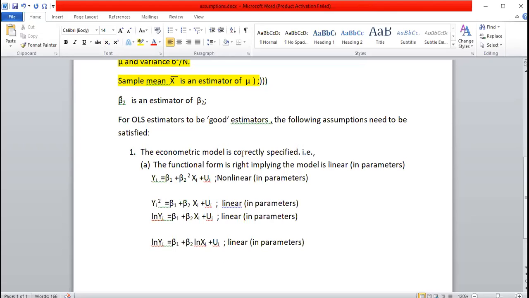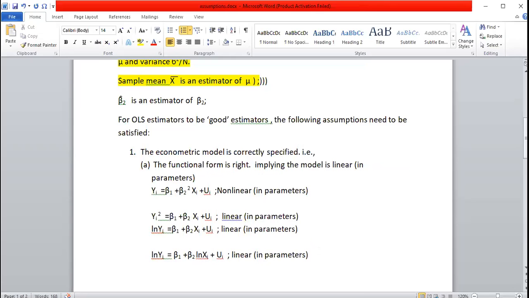So when they say the model is linear in parameters, they are ruling out things like beta 2 square, beta 1 to the power beta 2, or log of beta 1. But you have log of y equals beta 1 plus beta 2 log of x plus u. This is nonlinear in variables, we know. But for regression analysis, this model is okay, as long as the model is linear in parameters. You have to be careful that the functional form is right.